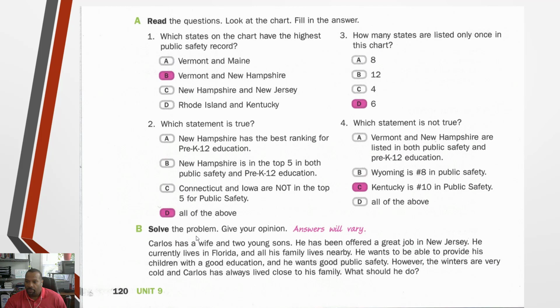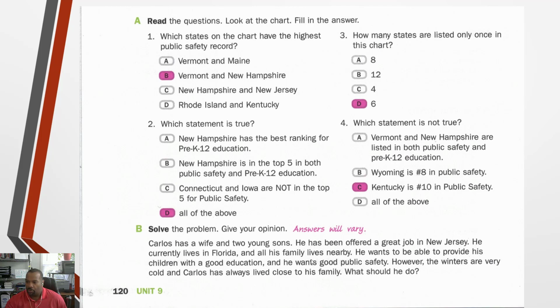B, solve the problem. Give your opinion. Carlos has a wife and two young sons. He has been offered a great job in New Jersey. I don't believe that. He currently lives in Florida, and all his family lives nearby. He wants to be able to provide his children with a good education, and he wants good public safety. However, the winters are very cold, and Carlos has always lived close to his family. What should he do?